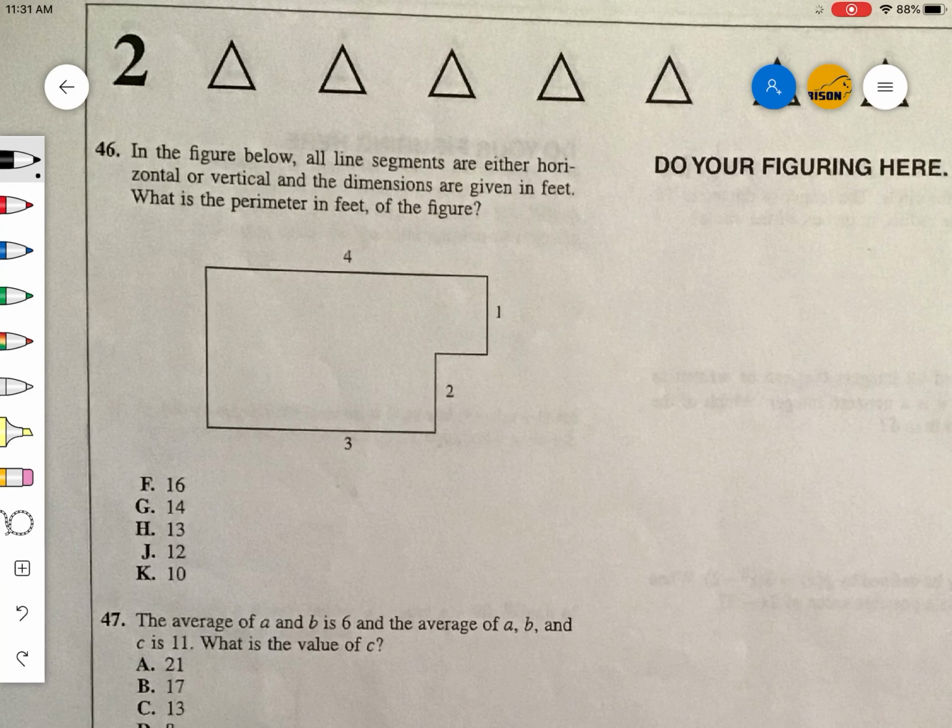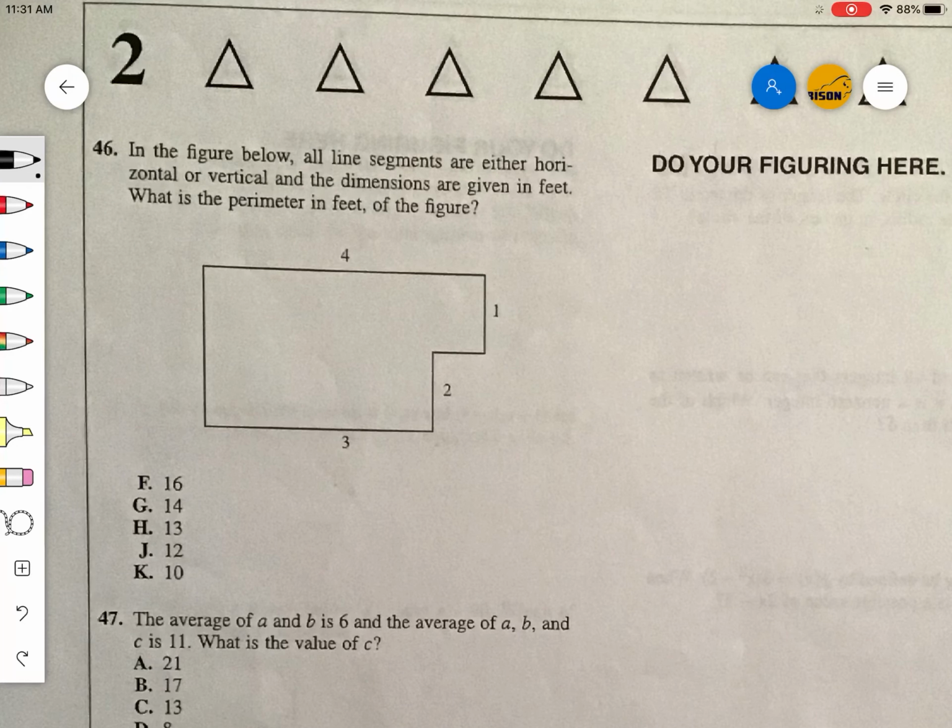All right. So 46, in the figure below, all line segments are either horizontal or vertical, and the dimensions are given in feet. What's the perimeter? Okay, so we need to know basically how tall this left side is over here. So if we've got 2 here and 1 there, that must mean we're 3 tall.